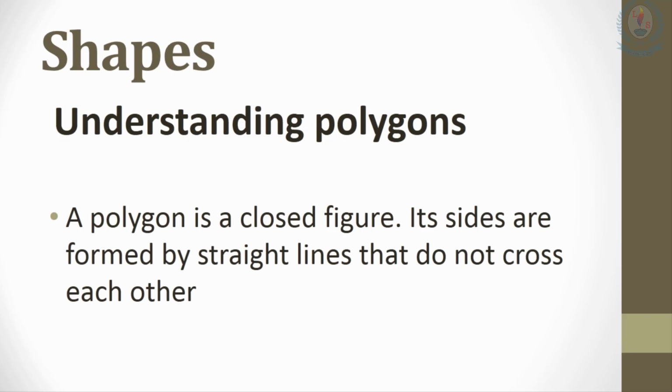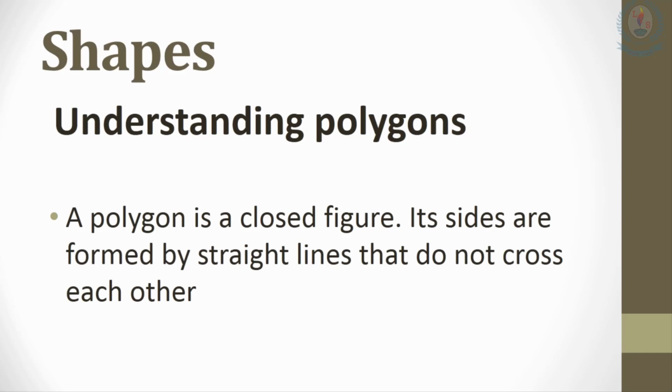Shapes. First of all, you will learn about polygons. Understanding polygons. What is a polygon? Simply we can say a polygon is a closed figure. Its sides are formed by straight lines that do not cross each other. Actually, a polygon is a closed figure with certain properties being defined as polygons. You will learn to tell which of the given shapes are polygons.